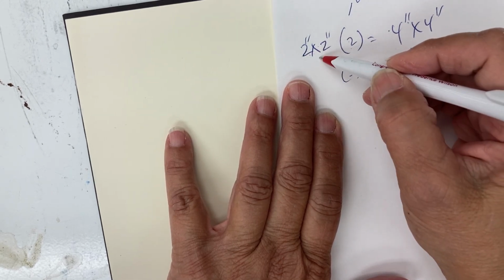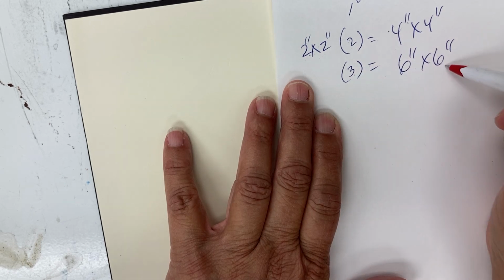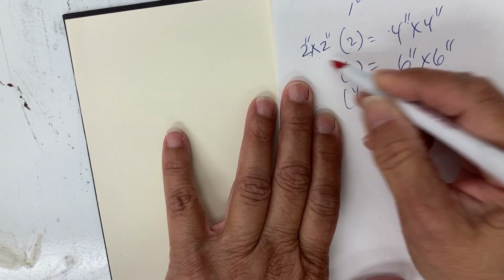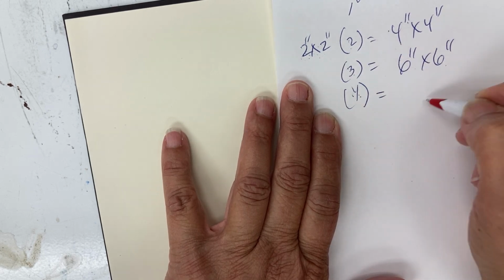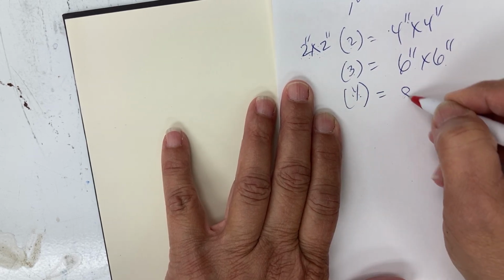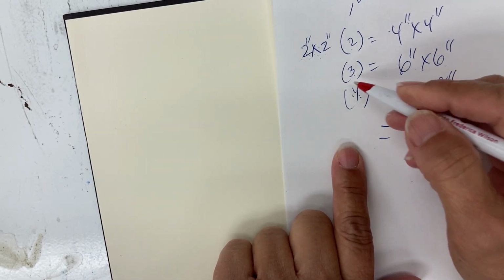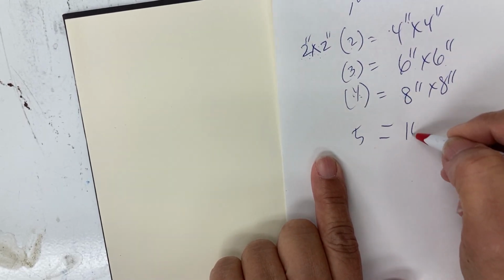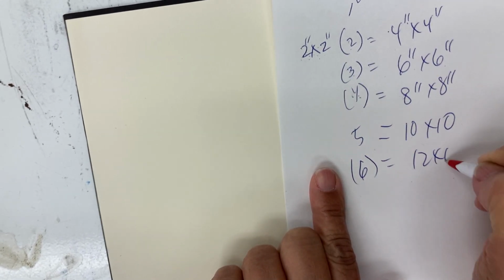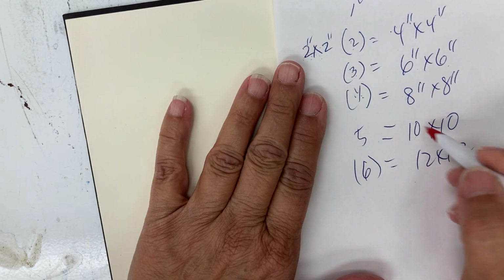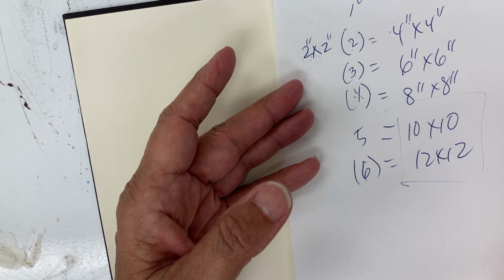So here's my 2x2 image. I'm making it 2 times bigger, it's going to be 4 by 4. If I make it 3 times bigger, it's going to be 6 by 6. If I make it 4 times bigger, 4 times 2 is what? 8. So it'd be 8 by 8. So bam, I could go on for a while. Let's say I want 5 times bigger, it'd be 10 by 10. And if I want 6 times bigger, it would be 12 by 12. So I could keep on going according to my paper size, or my wall size.